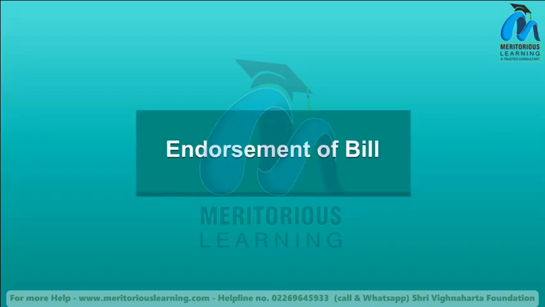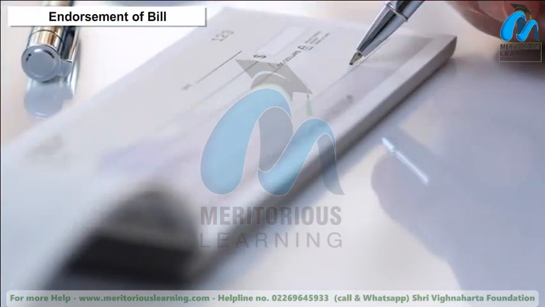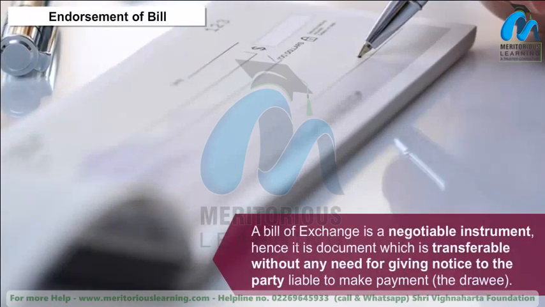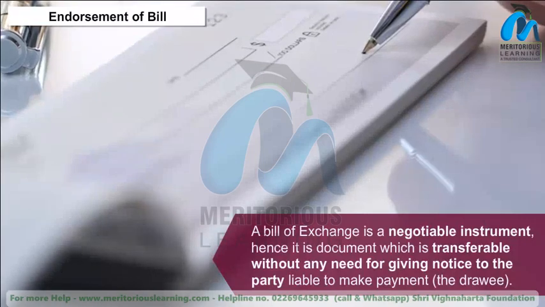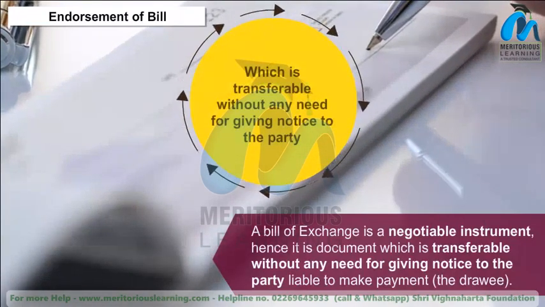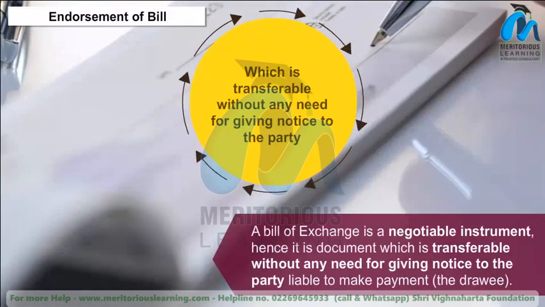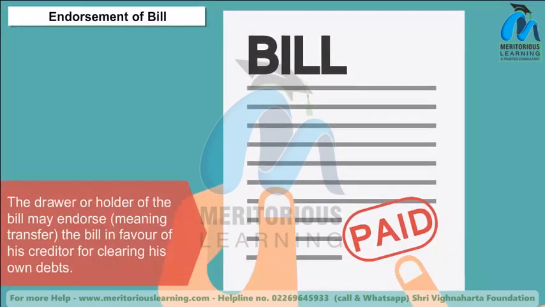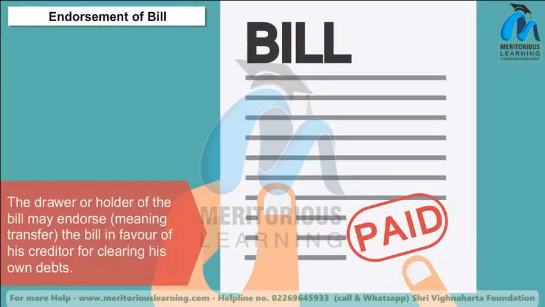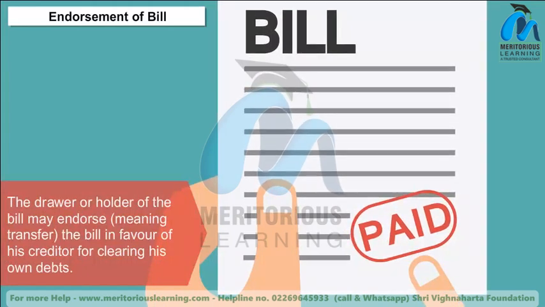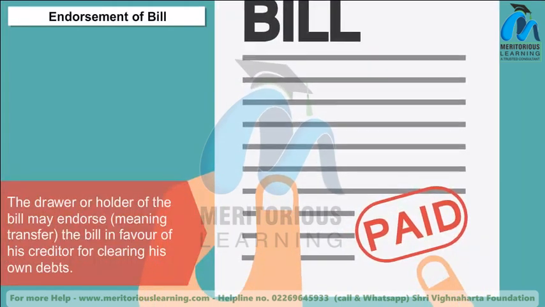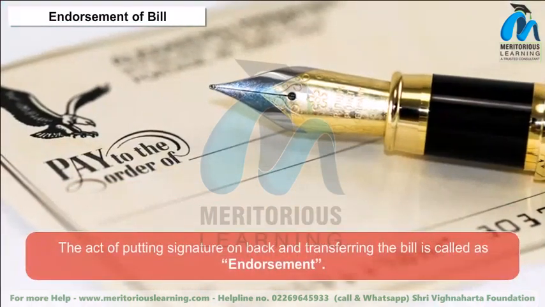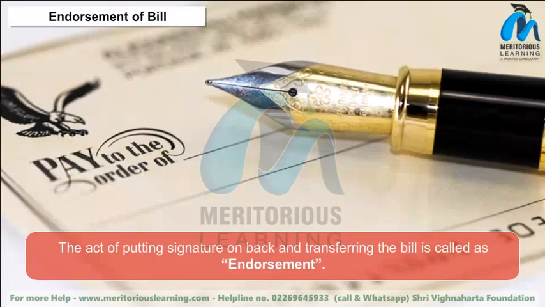Endorsement of Bill. A bill of exchange is a negotiable instrument. Hence, it is a document which is transferable without any need for giving notice to the party liable to make payment, that is, the drawee. The drawer or holder of the bill may endorse, meaning transfer, the bill in favor of his creditor for clearing his own debts. The act of putting a signature on the back and transferring the bill is called endorsement.